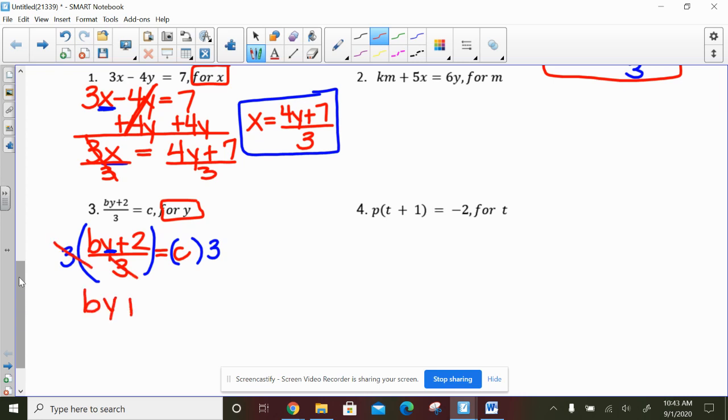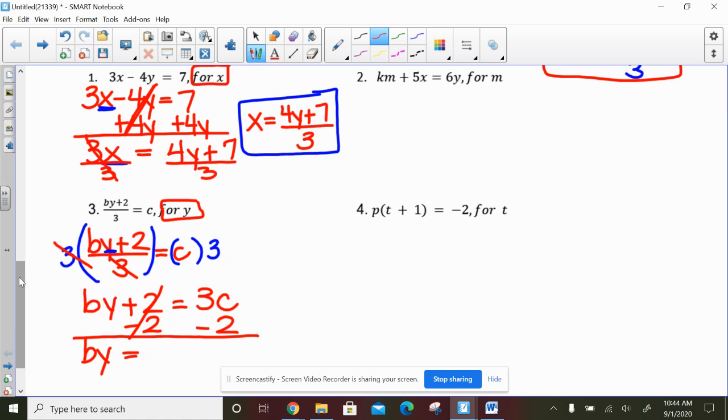So I have by plus 2 equals, now c times 3 is 3c. You put your number first in front of your letter. Okay, I'm still looking for y. All right, so I've got to get rid of this adding 2. To get rid of it, I subtract 2. That will give me by equals 3c minus 2.